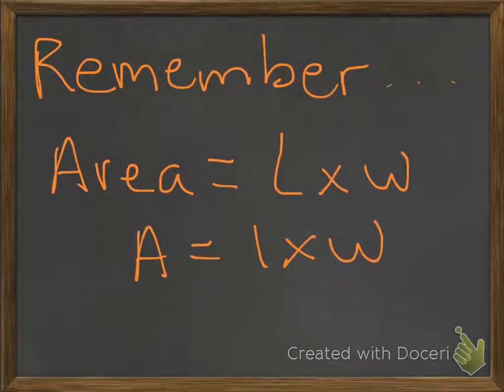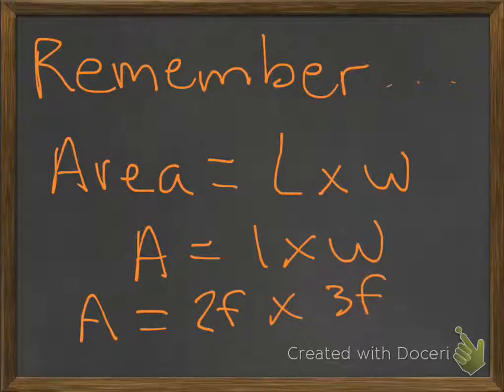For example, hopefully you remember when we did area. We had a formula, area equals L, which is length, times W, which is width. A equals length times width. And we solve for it. We would always find out what A is, and then maybe the length was 2 feet, times width, which would be 3 feet, and you'd get area equals 6 feet squared. So we had our variables and we had our formula to solve the problem.